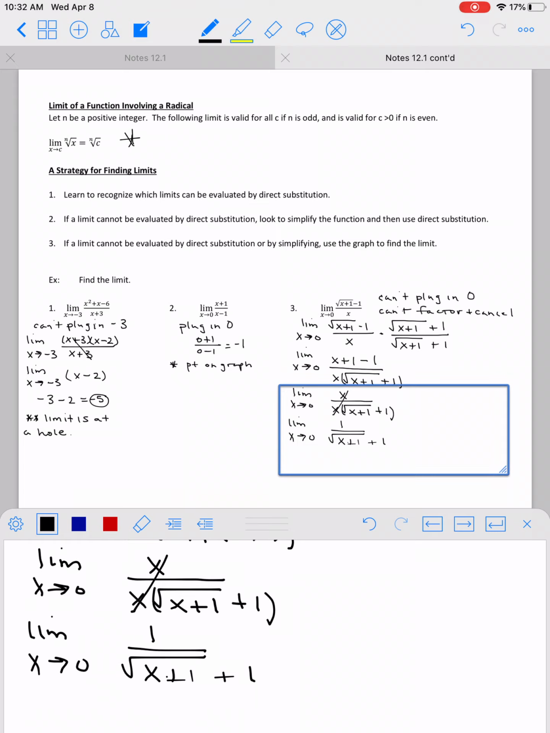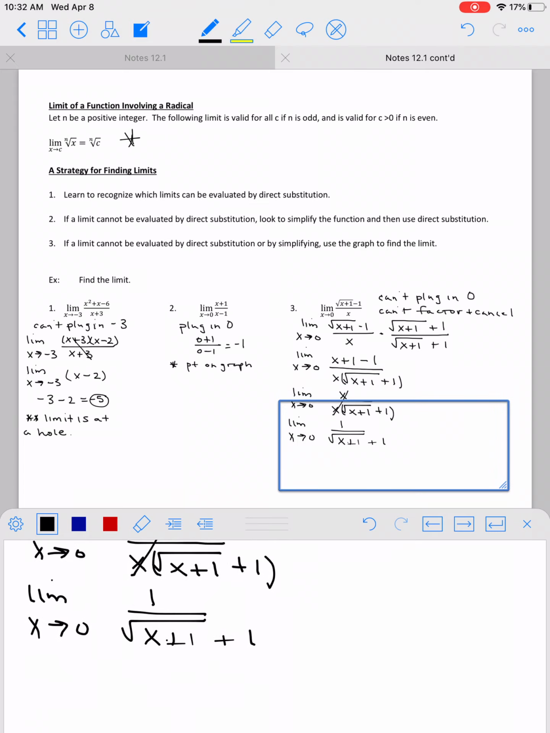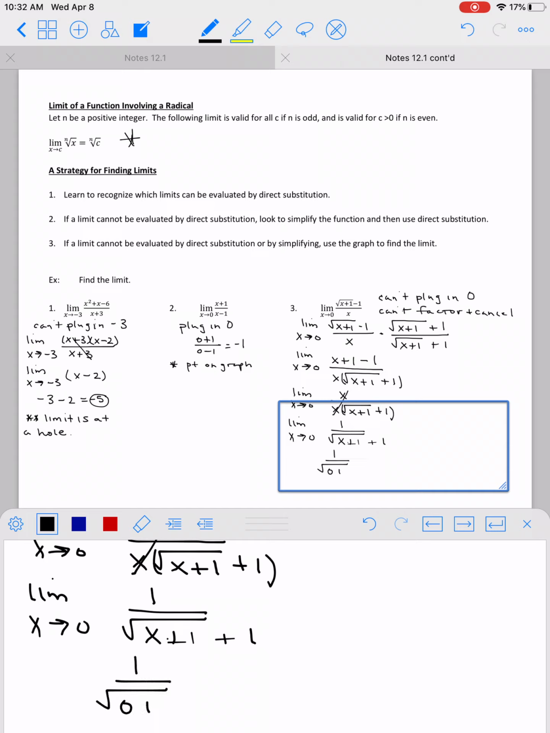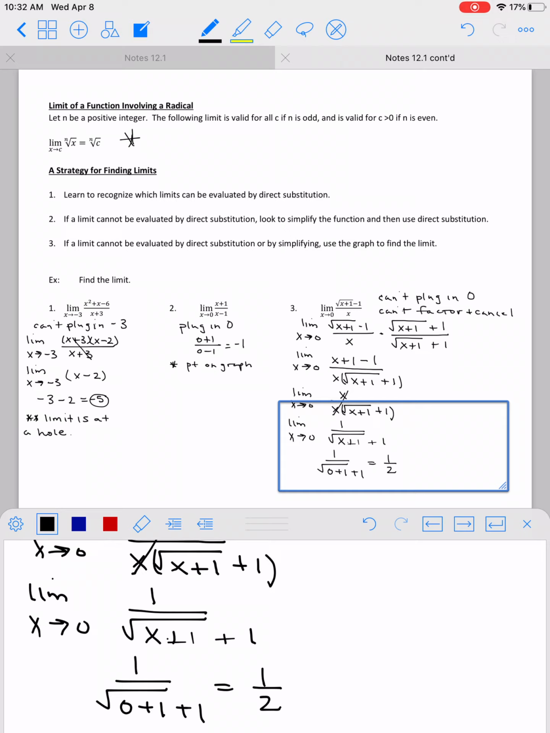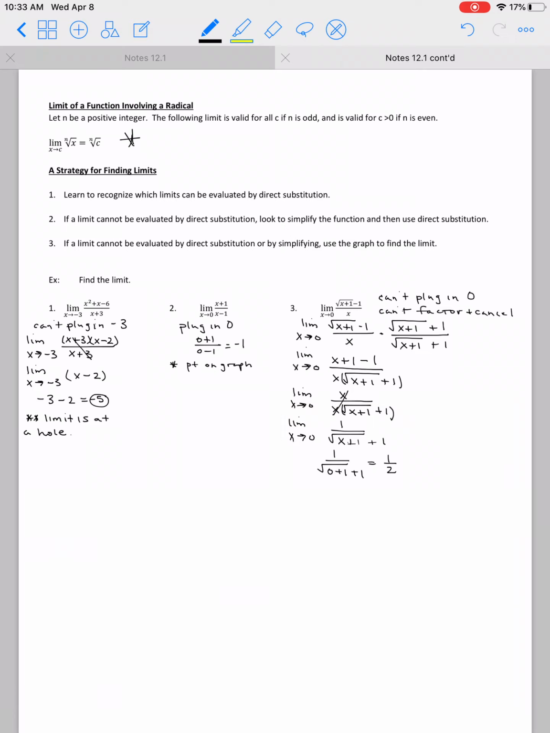Okay, now plug in your 0. So I don't need the limit notation anymore. 1 over square root of 0 plus 1, plus 1. And that's going to give us 1/2. And again, I was able to plug in the 0 after a little bit of algebraic manipulation, so that would also occur with a point on the graph. If you couldn't simplify like we did, we had to do some algebra work, we might have to do the one-sided limits from a graph, and we'll look at that once we get into limits at infinity a little bit later on.